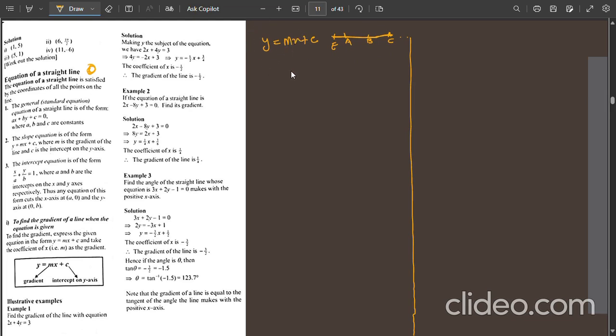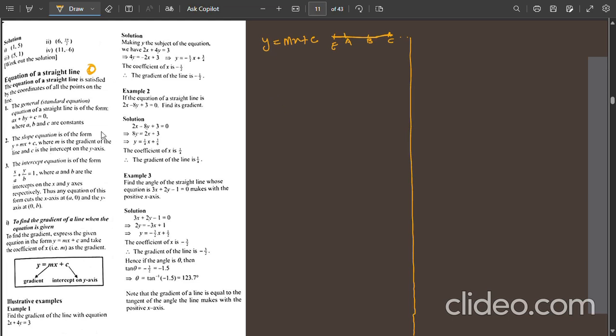By satisfying an equation, every point has x and then y. That means if I put in the x value of that point and then calculate the right hand side, I'm supposed to end up with the left hand side. In the same way, if I substitute the y in here and then make x the subject, I'm going to end up getting its corresponding x value. So that is the way we find the equation of a straight line, and that is how we use it.